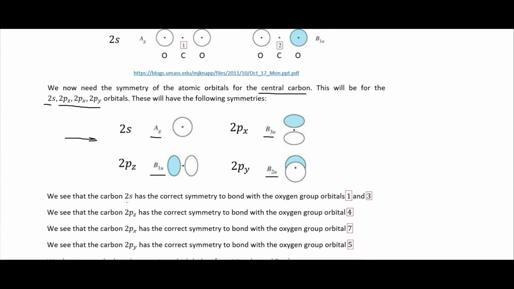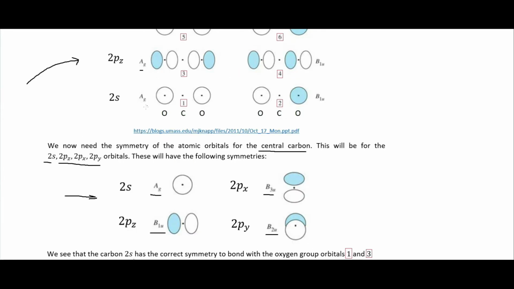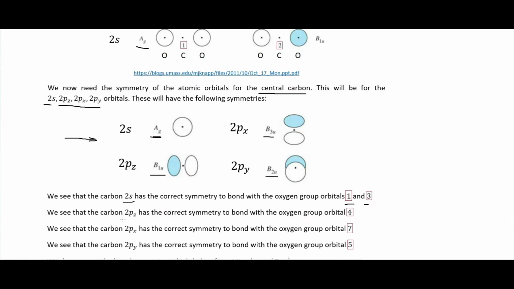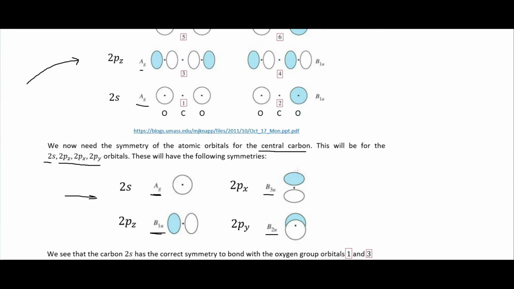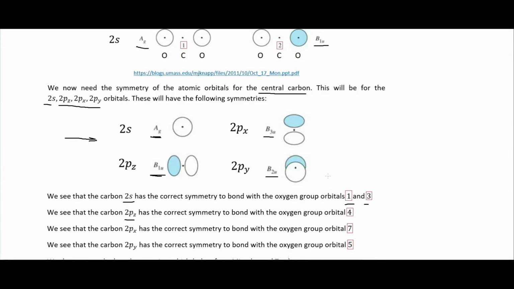We see that the carbon 2s is the correct symmetry to bond with the oxygen group orbitals 1 and 3, since those are Ag and this is Ag. We see that the carbon 2pz has the correct symmetry to bond with the oxygen group orbital 4. So the 2pz here is a B1u, and this is a B1u up here, but also here. And I should actually have 2 and 4 right here.